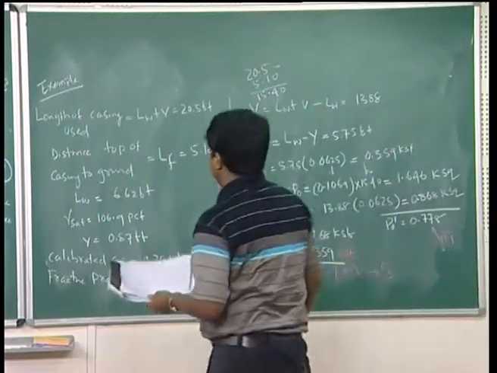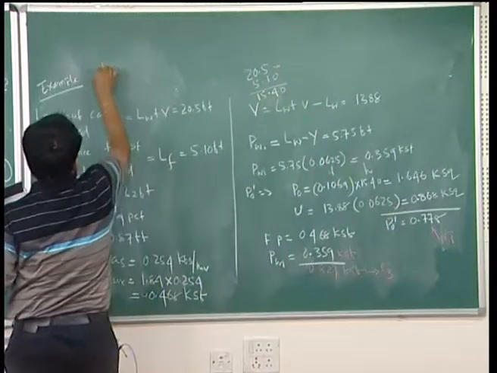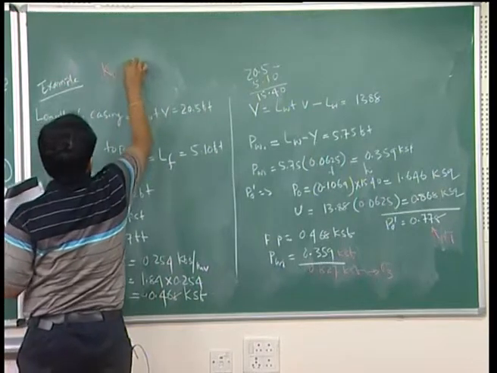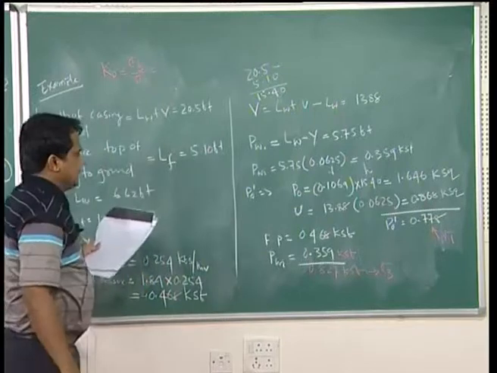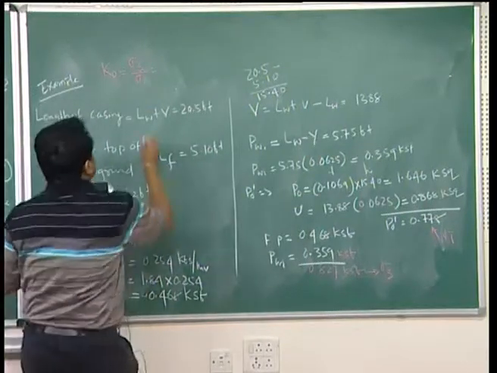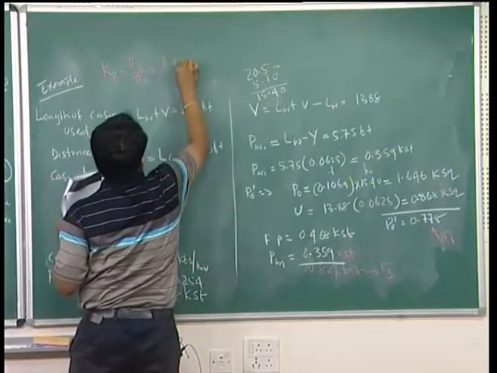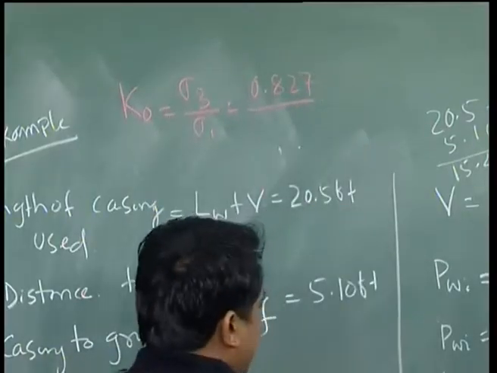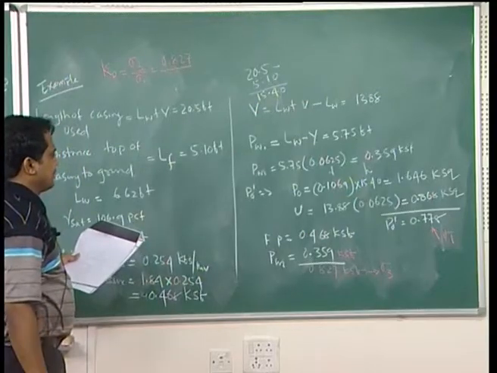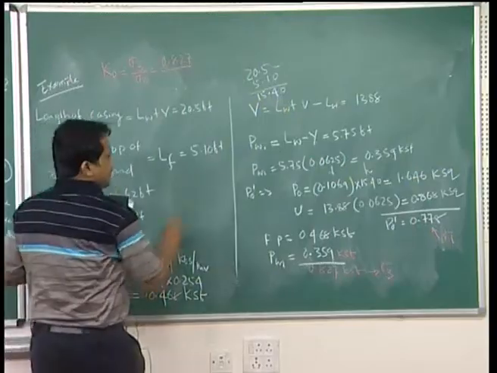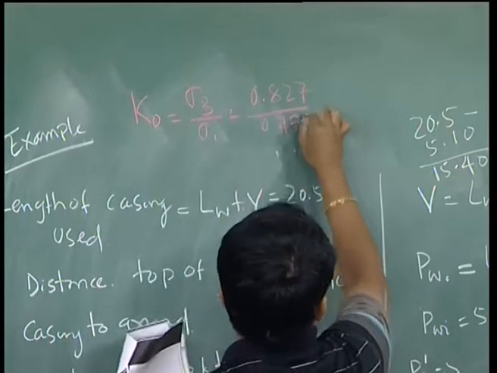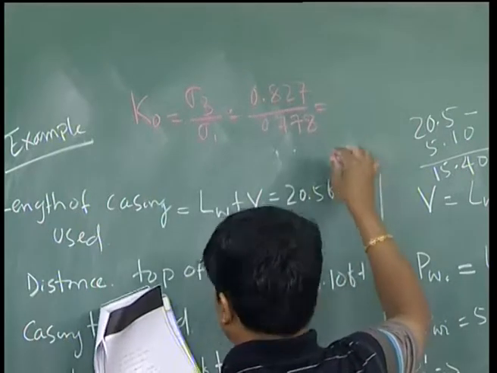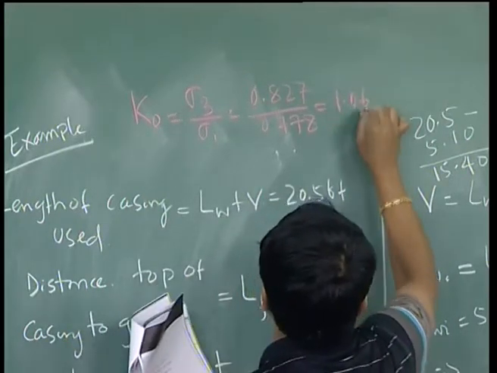Now, you can easily calculate K0, which is equal to sigma 3 by sigma 1, which is equal to 0.827 by your sigma 1 prime, which is 0.778, which is equal to 1.06.